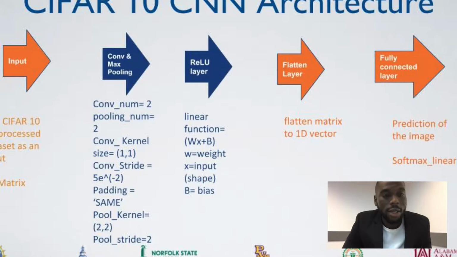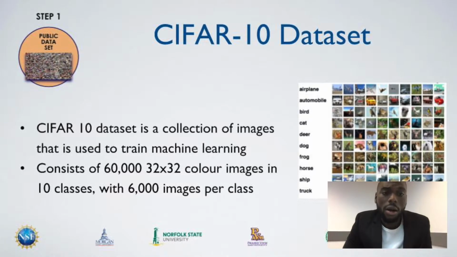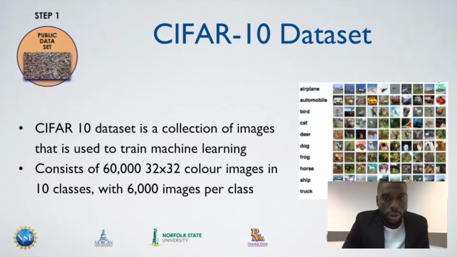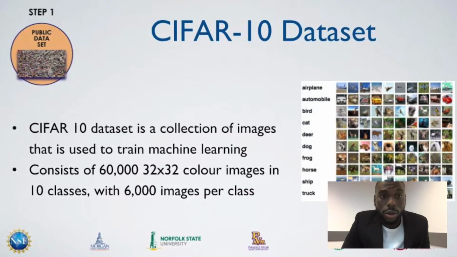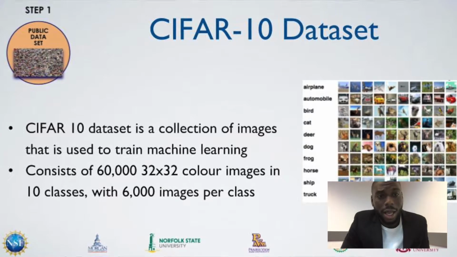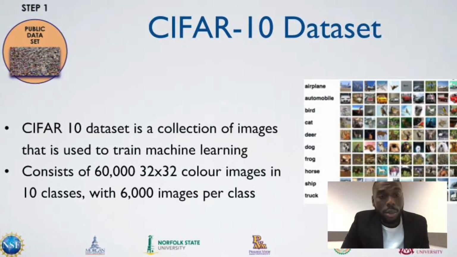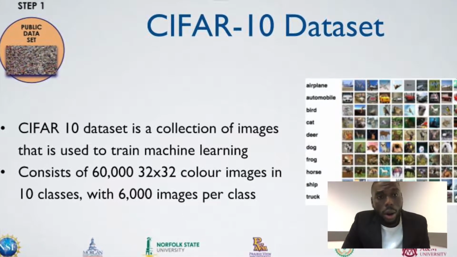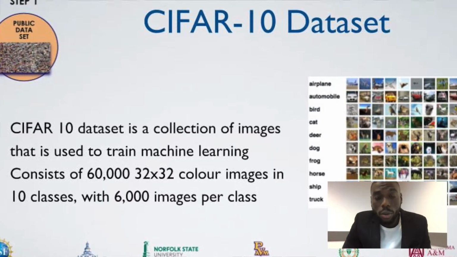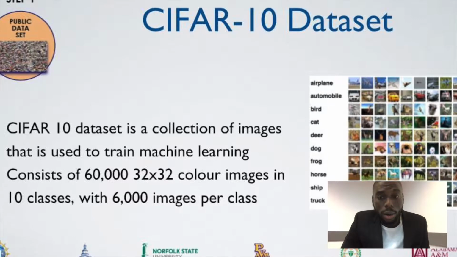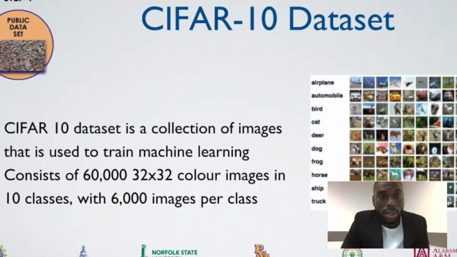So what is the CIFAR dataset? The CIFAR dataset is a collection of images that are used to train machine learning models. They consist of 60,000 32 by 32 color images in 10 classes with 6,000 images per class. In the development of our object recognition system, we'll be using this CIFAR dataset to train and test our CNN model.